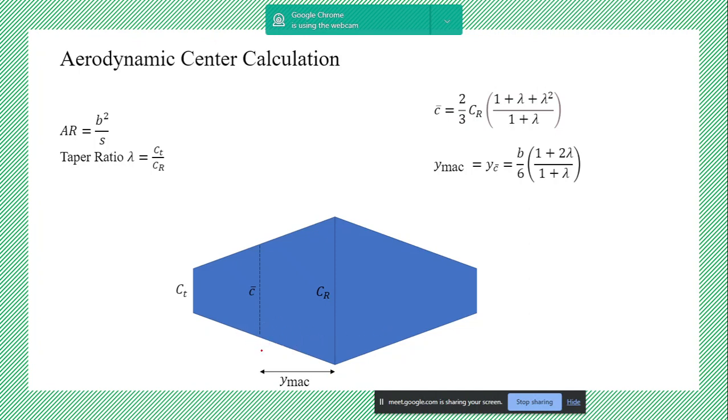For aerodynamic center, we need to find out the location X and Y. Now CR is the root chord, CT is the tip chord, and this is your mean aerodynamic chord. So your aerodynamic center from the leading edge of the mean aerodynamic chord will be at what point? If this is the leading edge of the mean aerodynamic chord, at what point will your aerodynamic center be? From the root, it is at distance YMAC. So what is XMAC?